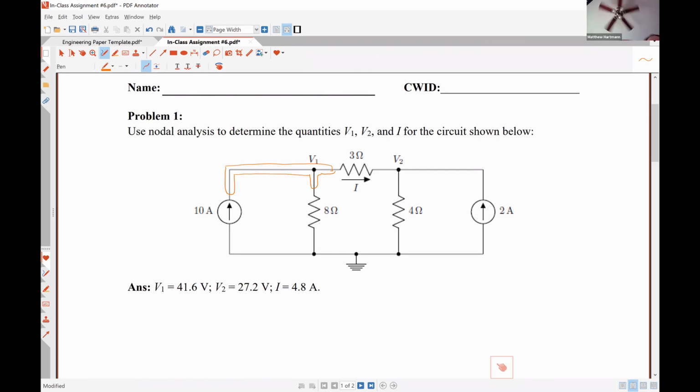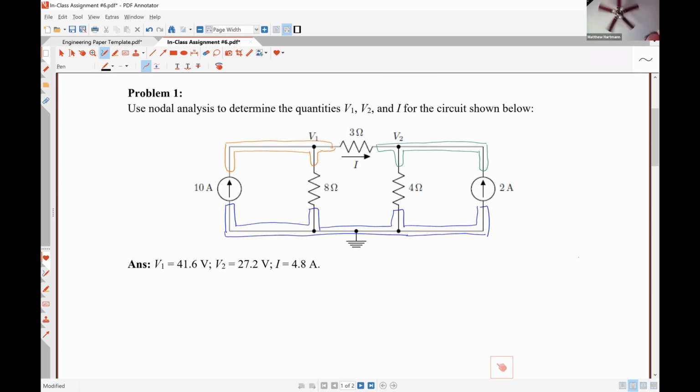So this is one node and it has been assigned a nodal voltage of V1. Here's another node and it's been assigned a nodal voltage of V2. And lastly, we have this bottom node, which serves as our reference or ground node. There are no voltage sources present, so we don't need to worry about any kind of supernodes. So we can jump straight in and start applying Kirchhoff's current law at our non-reference nodes.